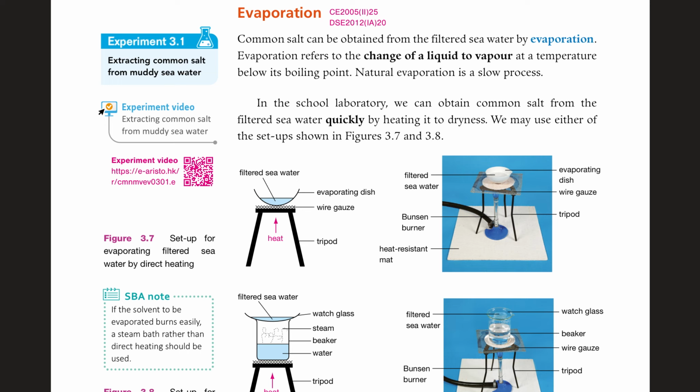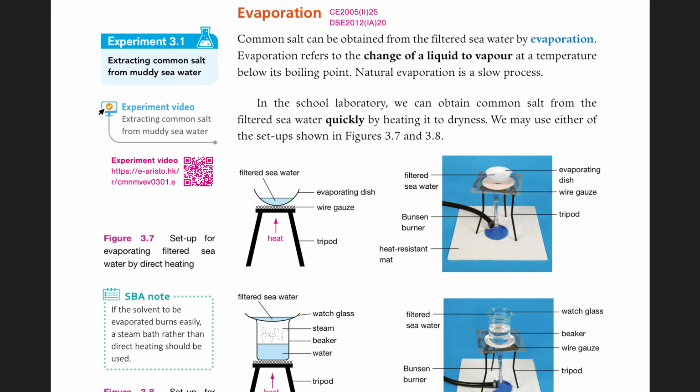And basically, there are two setups for evaporation. Can you tell the difference between them? The main difference is that the upper one does not have a steam bath, while the lower one does. So when using the upper setup, the rate of evaporation of the solvent is much faster, and we can obtain the salt at a much quicker rate.